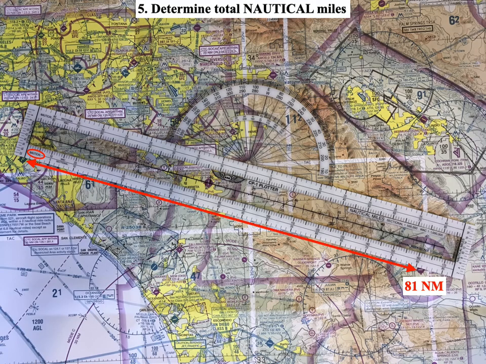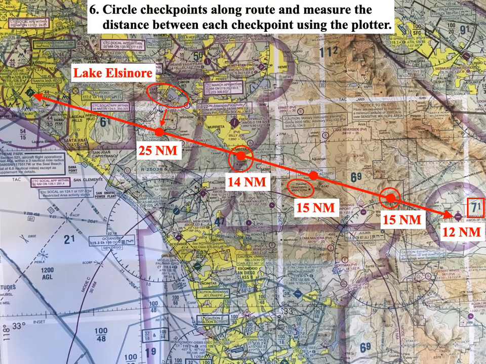We'll use the ruler edge of our plotter again to measure the distance between John Wayne Airport and Borrego Springs Airport. It's 81 nautical miles. Then we'll circle prominent visual checkpoints spaced evenly along the route and measure the distance between them. During the flight, we'll refer to these checkpoints to make sure we're on course.